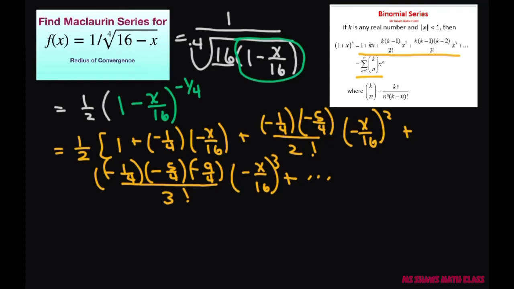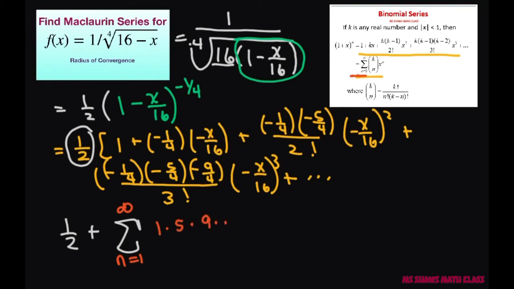So writing out the sum, I can write it as 1/2 plus the sum. Since I'm already pulling out the first term, it's starting at 0, but we have to start at 1 to n, in our case infinity. And we have 1 times 5 times 9, and then we have 4n minus 3, because that's this series.